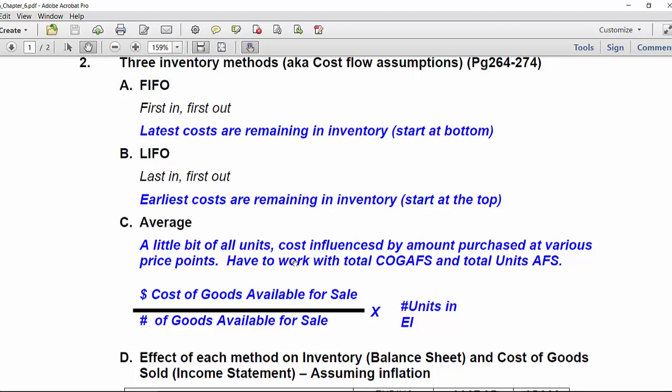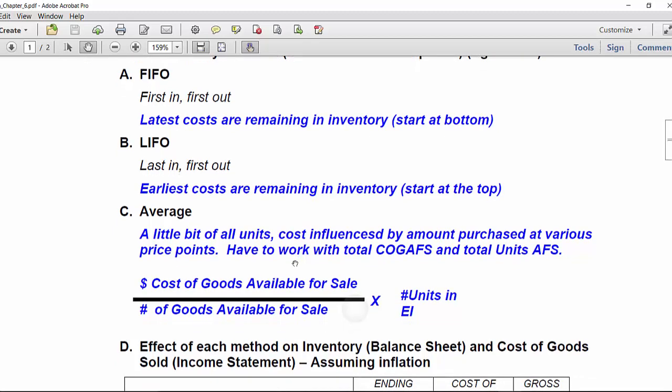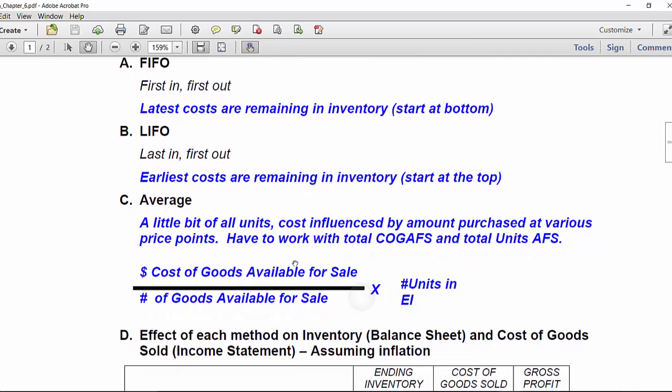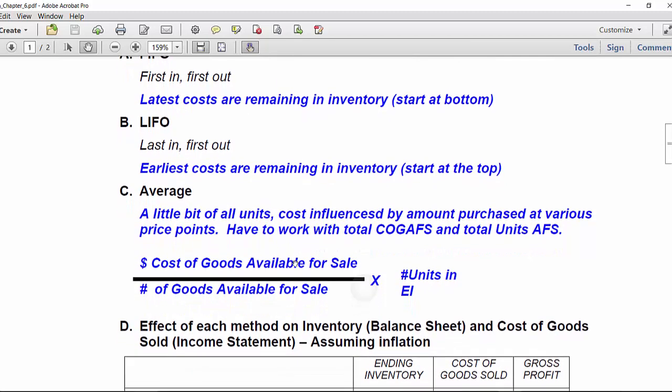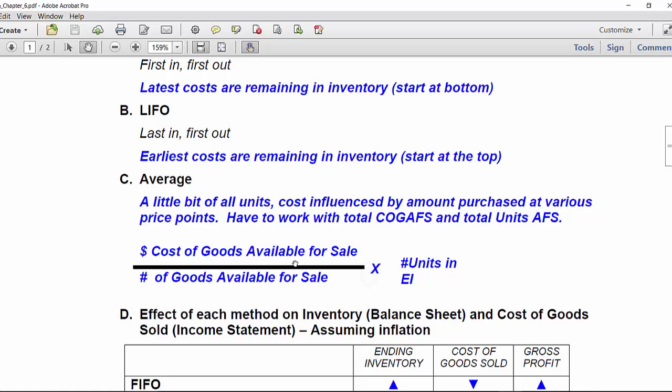Let's take a look at what each of these guys does to our inventory on the balance sheet and our cost of goods sold. If you have been using FIFO, then relative to all the other methods, your ending inventory will be kind of high, and your cost of goods sold will be kind of low, but your gross profit will also be high, which sounds good to me, except when you consider that the gross profit will be a major determinant of your income tax bill.